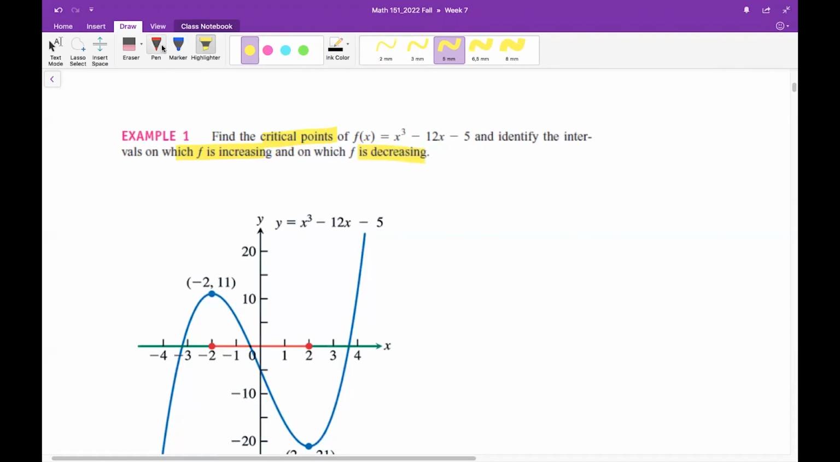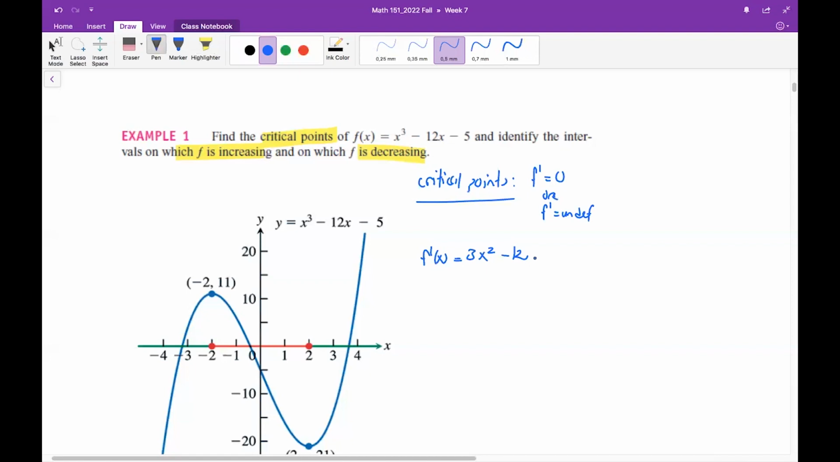So how do we detect critical points? We will remember that critical points are the points at which the first derivative function is 0 or the first derivative is undefined. This is how we find critical points. So let's compute the first derivative of this f of x. It is computed by using differentiation rules, like this. And then you can rewrite it like so.